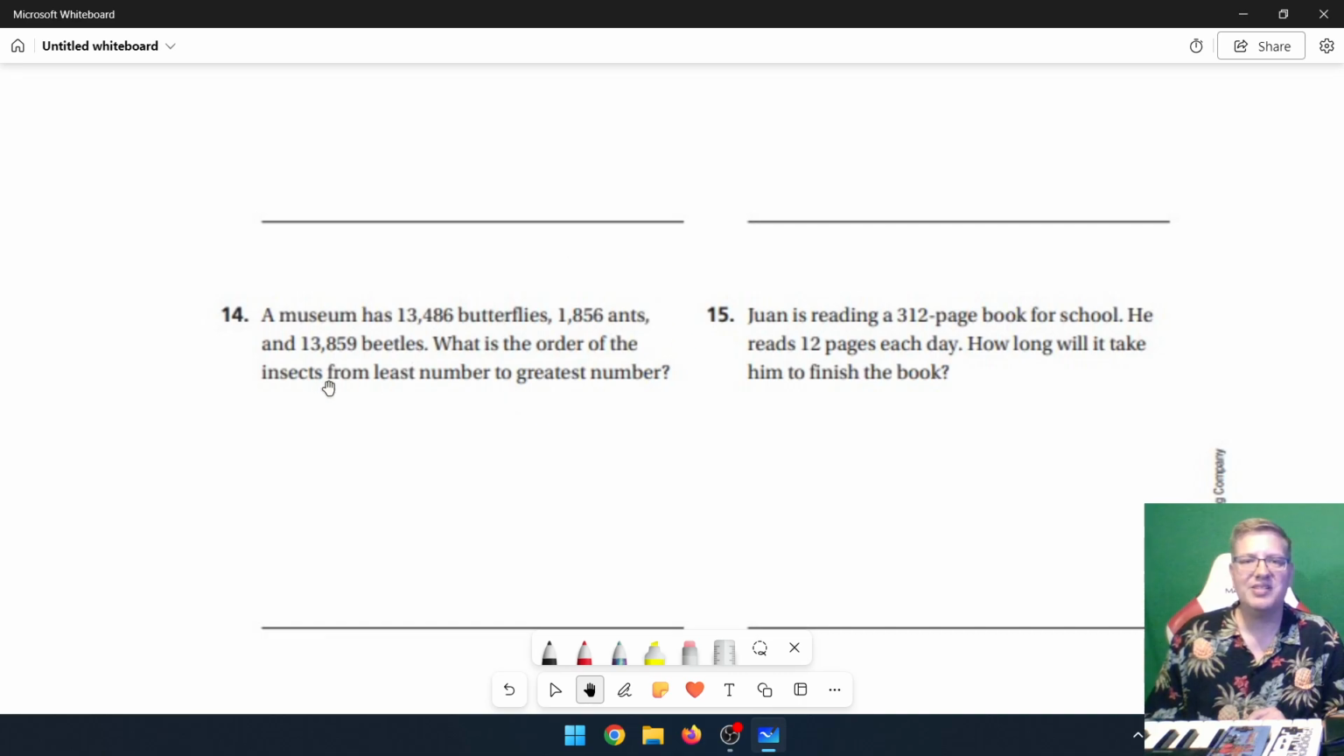Number 14, we need to order or sequence these numbers from least to greatest. And then our final one, we are taking 312 pages and we are splitting it up, reading it across 12 days. That means we are going to divide. Okay? That means this is probably going to go in evenly.